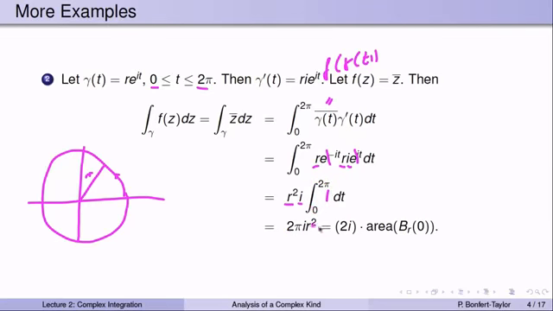If we rewrite that, we could write that as 2i times pi r squared, and pi r squared is the area of this disk. So it turns out this integral is the area of the region that is surrounded by the curve. And there's actually a more general fact that says if gamma surrounds a simply connected region, then the integral over gamma of z bar dz is the area of the region it surrounds.